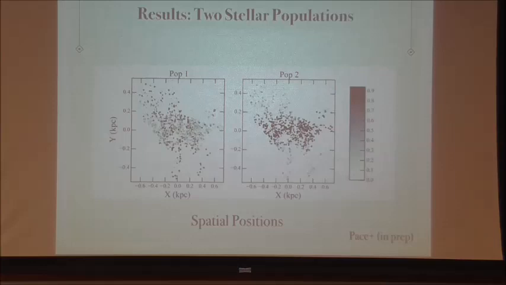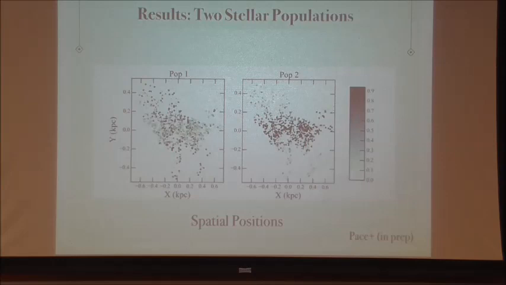And we also see similarly that this is still the metal poor population, but this is more spatially extended than the metal rich population. And then this metal rich population is much more asymmetric than the metal poor population.